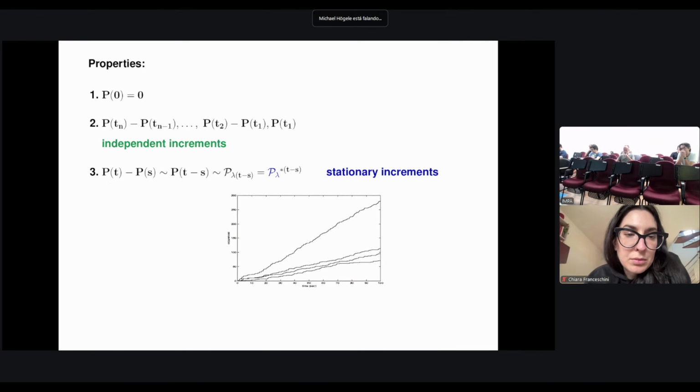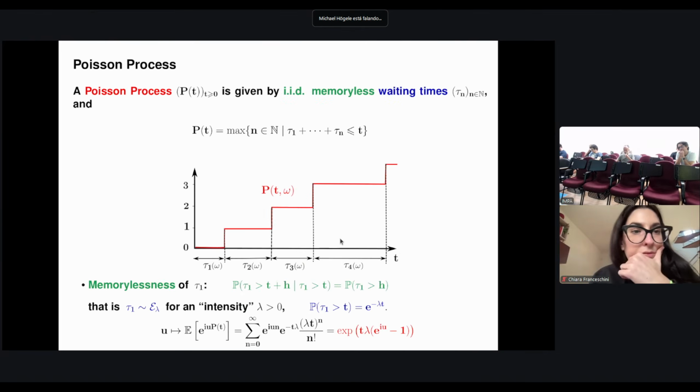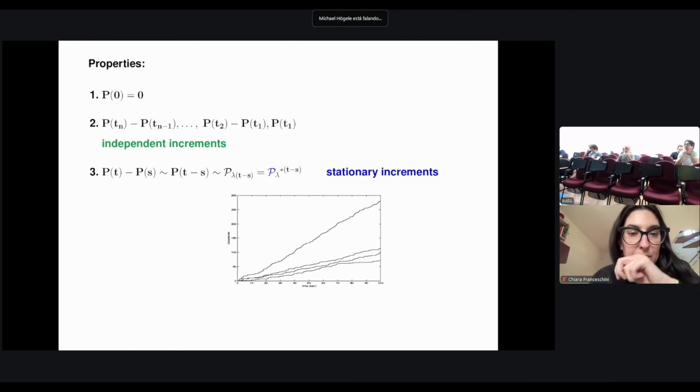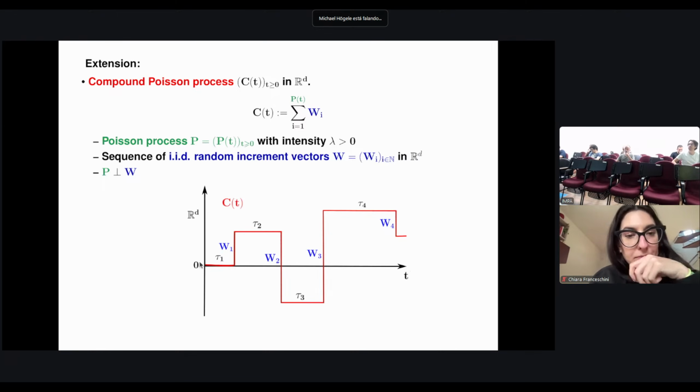Well, then you can extend this. So what did we do in the Poisson case? In the Poisson case, we waited at the waiting times, and then we added just ones. If you replace these plus ones by another IID sequence of random vectors, maybe in R^d, which have a certain distribution, then you get the following picture. You have tau1, then you have an increment of this W1. Maybe it's a random height now, independent of everything. Then you wait a second time, you have another one, and so on. And this is the formal definition.